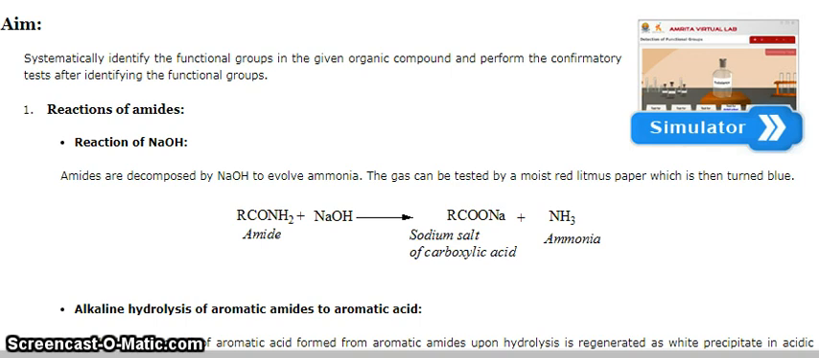Today in this video, I am going to talk about identifying the functional group in the given unknown organic compound L. So you have to identify only one functional group. Let us start the identification of functional groups present in the unknown organic compound. The aim of this experiment is to systematically identify the functional group in the given organic compound and perform the confirmatory test after identifying the functional group.